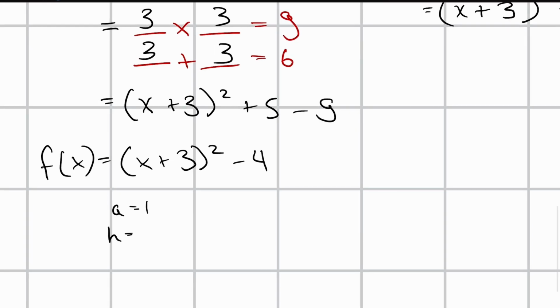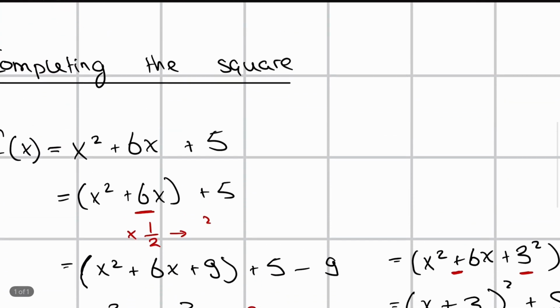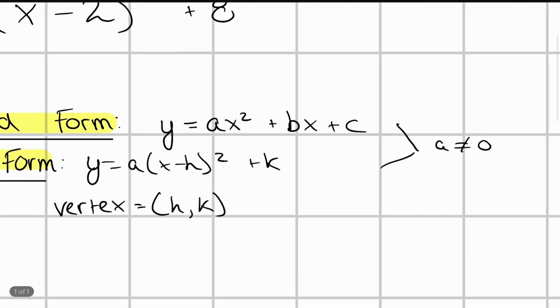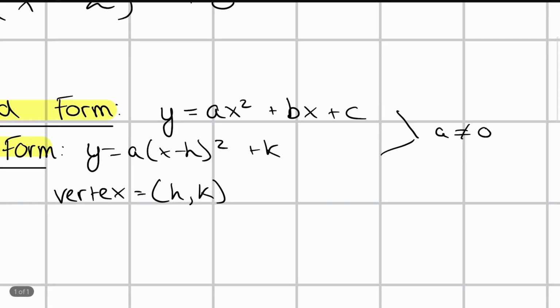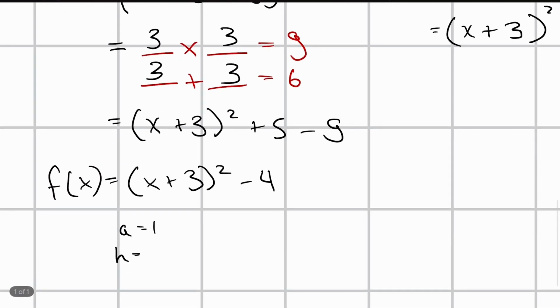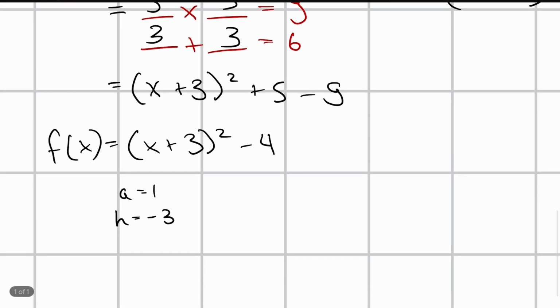Our h would equal, now remember, if we go back to, where is it? Right here. The formula is y equals a(x minus h) squared plus k. So it's minus h. So in this case down here, h would equal minus 3. So you put minus 3 into minus h, you get positive 3. And then your k is minus 4. So that essentially is all the values you need. This would be your vertex. So vertex, I'll write it out more clearly, equals (minus 3, minus 4). And that is your vertex.